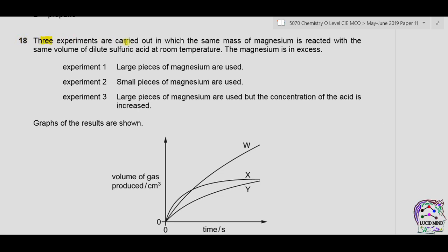Question 18. Three experiments are carried out in which the same mass of magnesium is reacted with the same volume of dilute sulfuric acid at room temperature. The magnesium is in excess. In experiment 1 we have large pieces of magnesium, in experiment 2 we have small pieces of magnesium, and in experiment 3 we have large pieces of magnesium and the concentration of acid is also increased. These are the graph results. We have W, X and Y. This shows the volume of gas produced in centimeter cube, while on the x-axis we have time in seconds.